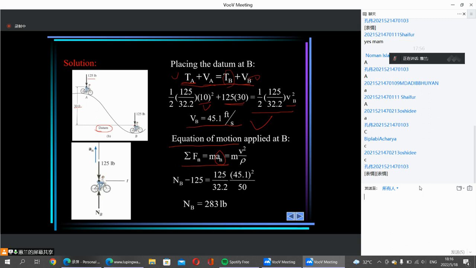So generally speaking, for a circular path, we can use the normal-tangential coordinate system, an and at. Here we don't need to find the tangential acceleration. We only need to find the normal acceleration, because the normal acceleration is a function of the velocity, and the velocity is given, and the curvature radius is also given. Then we can find the normal force at position B.